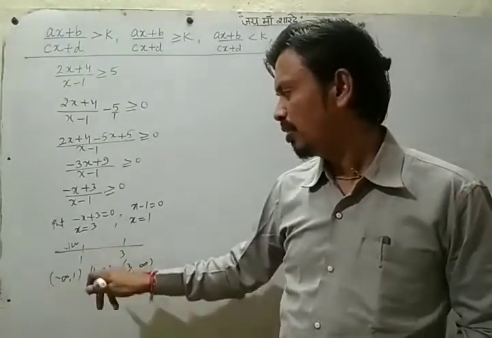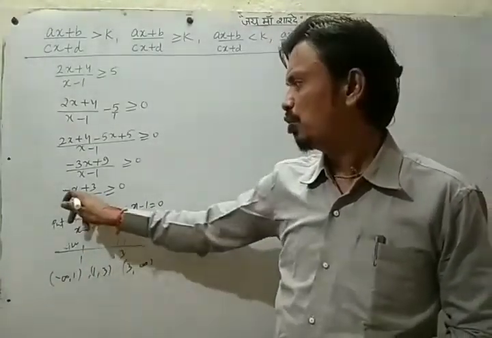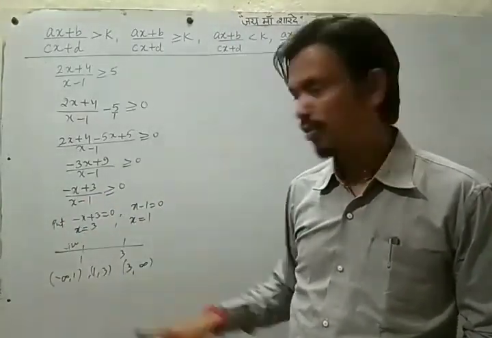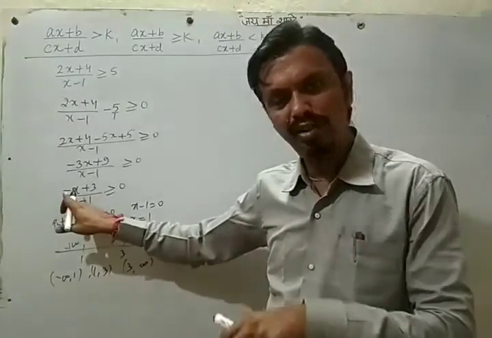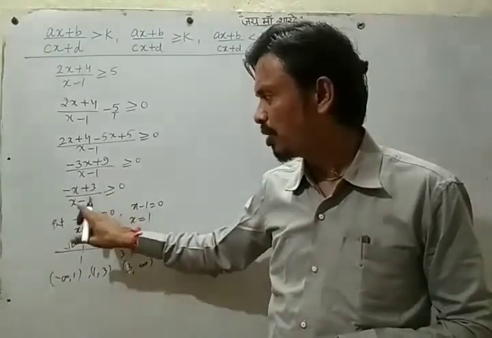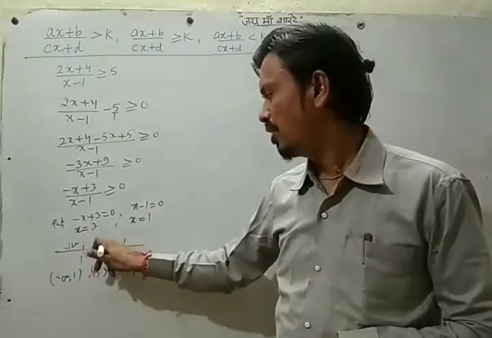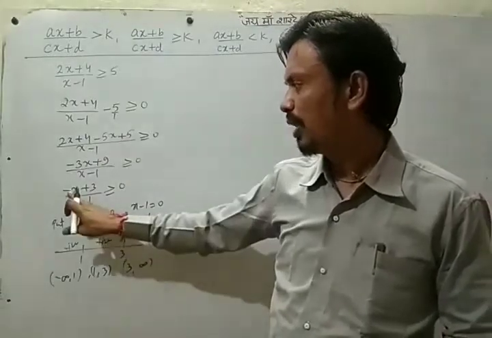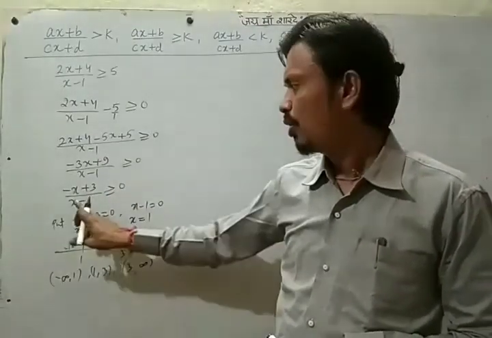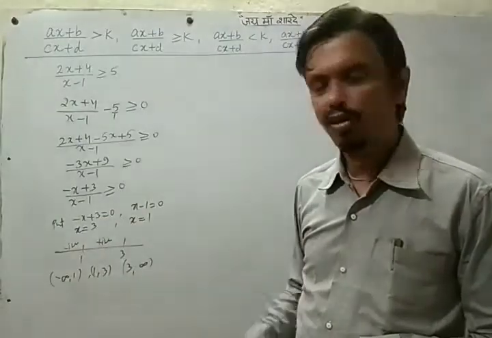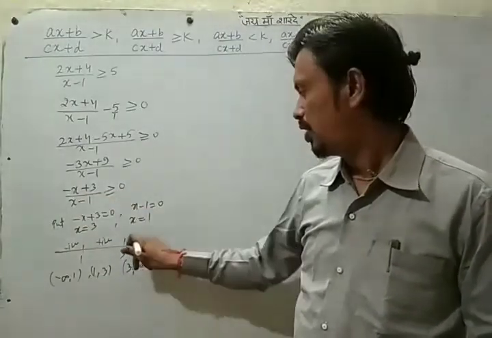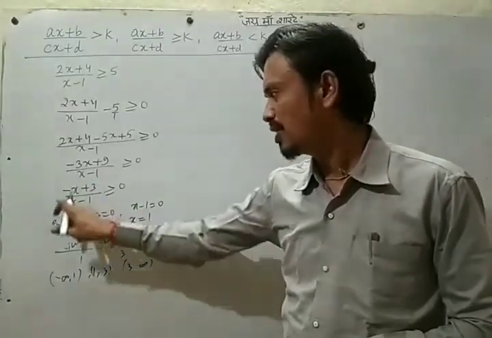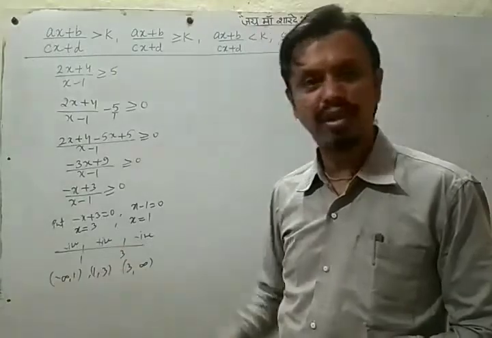Then from 1 to 3, we can take 2. Putting 2: -2 + 3 is positive, 2 - 1 is positive. So it is giving a positive value. Then for more than 3, if we take 4: -4 + 3 is negative, 4 - 1 is positive, so a negative value. So we are getting negative, positive, negative. Means our value is positive in the interval 1 to 3.